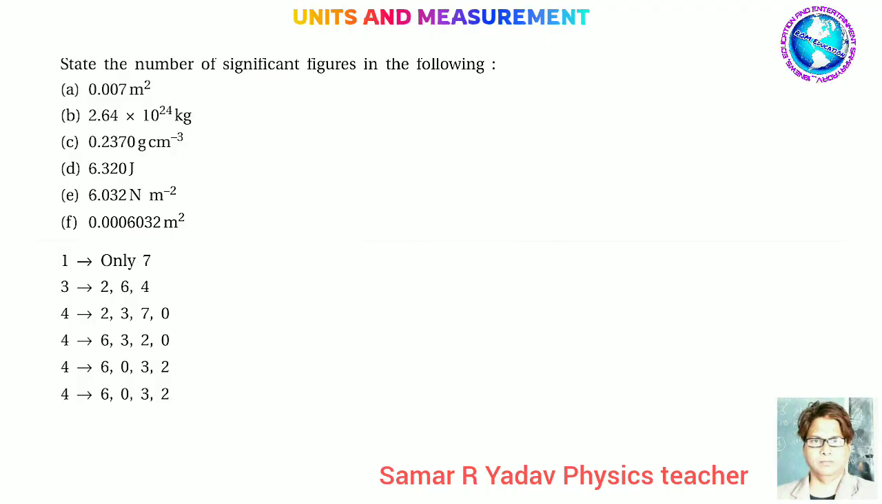The answer is: A, only one significant figure, that is 7. B, 3 significant figures: 2, 6, 4. C, 4 significant figures: 2, 3, 7, 0. D, 4 significant figures: 6, 3, 2, 0. E, 4 significant figures: 6, 0, 3, 2. And F, 4 significant figures: 6, 0, 3, 2.